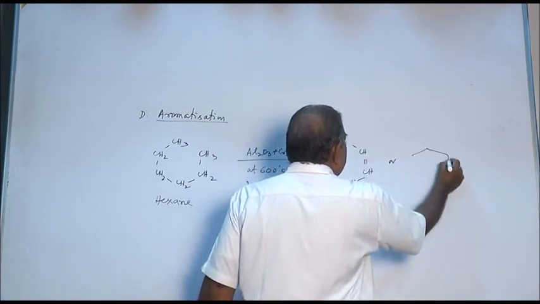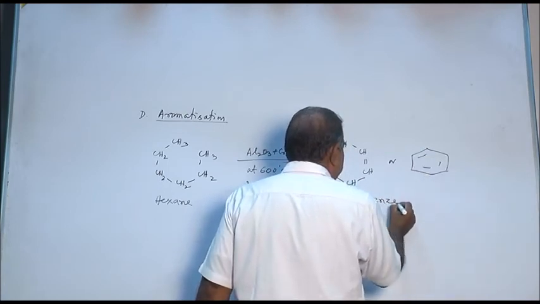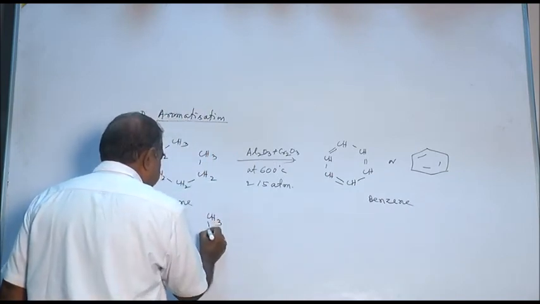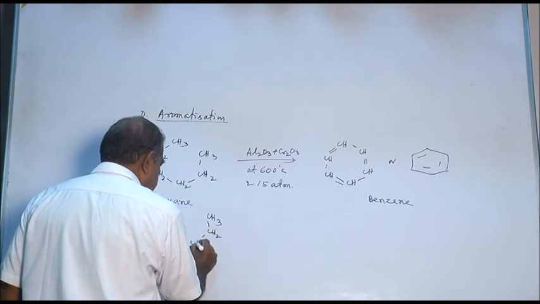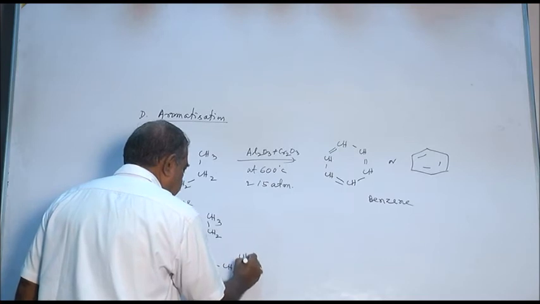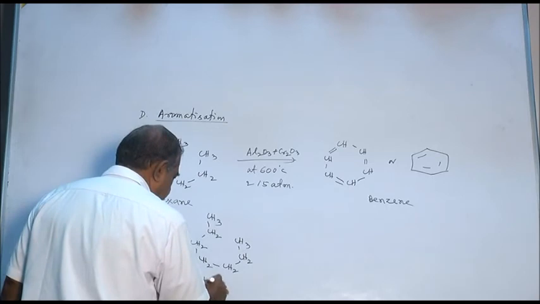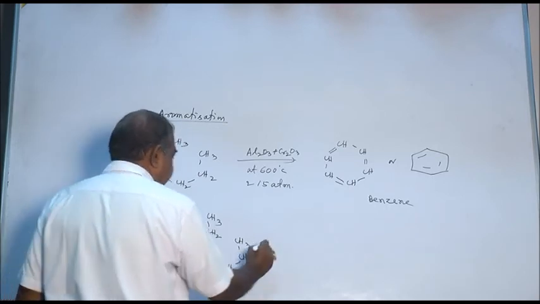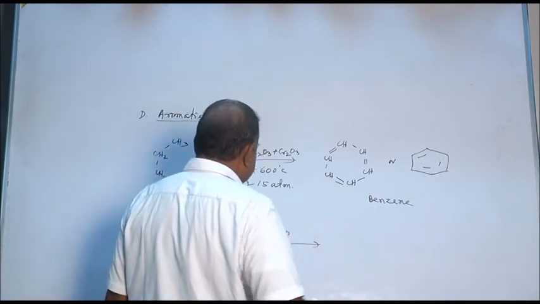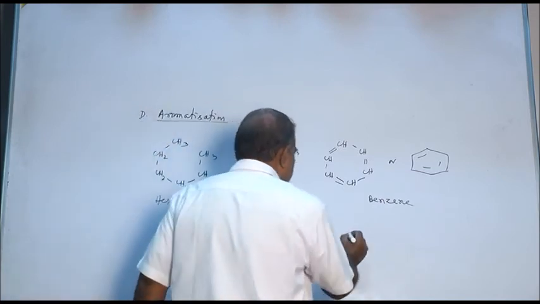Or you can write benzene. Similarly, if you take heptane, you see there are 7 carbon atoms. So when heptane, under this condition, that means aluminum oxide chromium dioxide mixture at 600 degrees centigrade heated at 15 atmospheric pressure, you will get toluene.